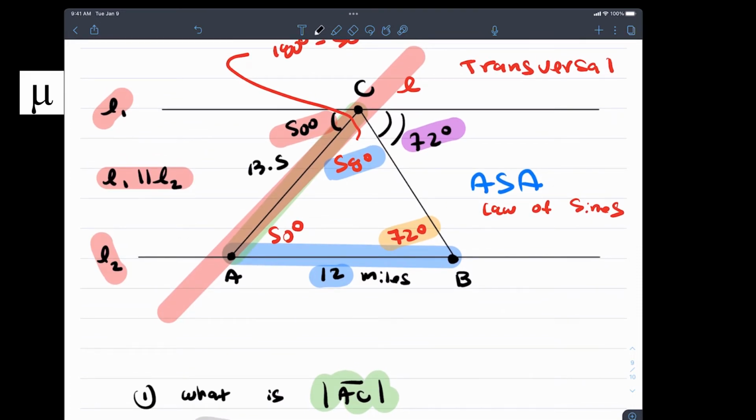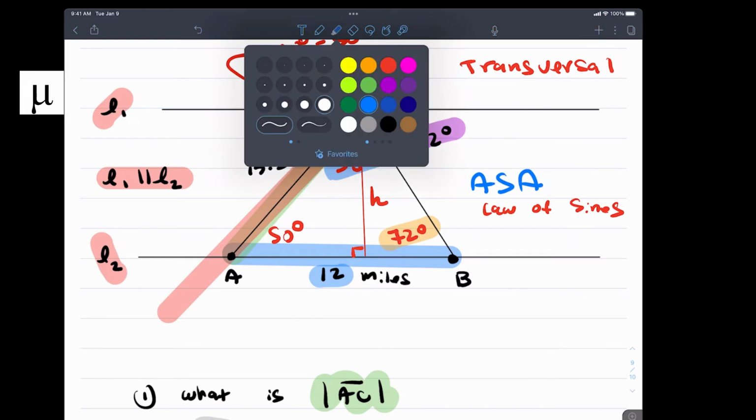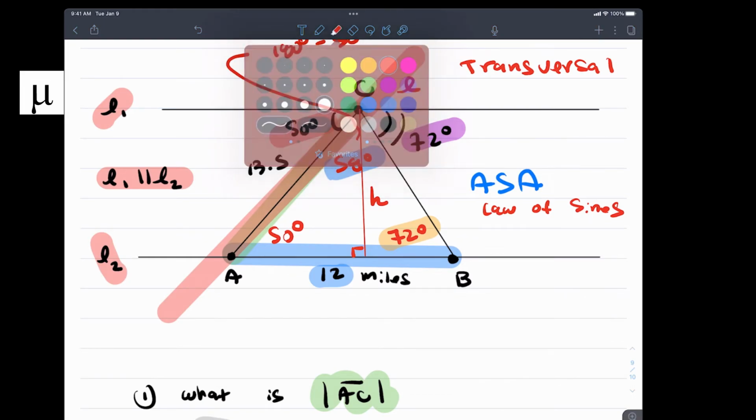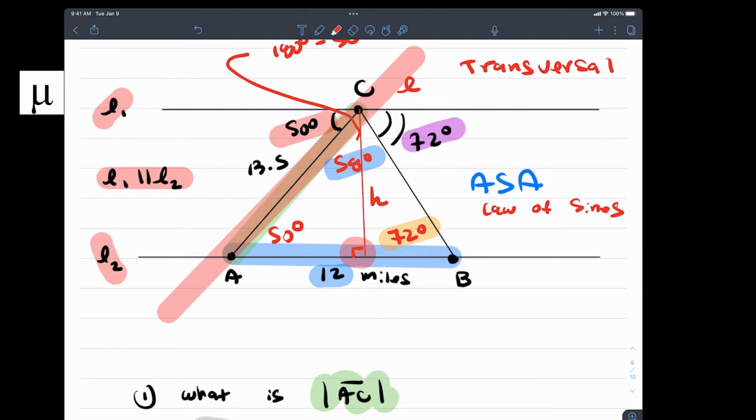All right. And so now what they're going to do is this. They're going to call this H. So they're going to bisect angle C. They're going to create a 90-degree angle right in here. And they're going to ask you for H now. Okay? So I'm going to erase all this other information just so it doesn't distract us.